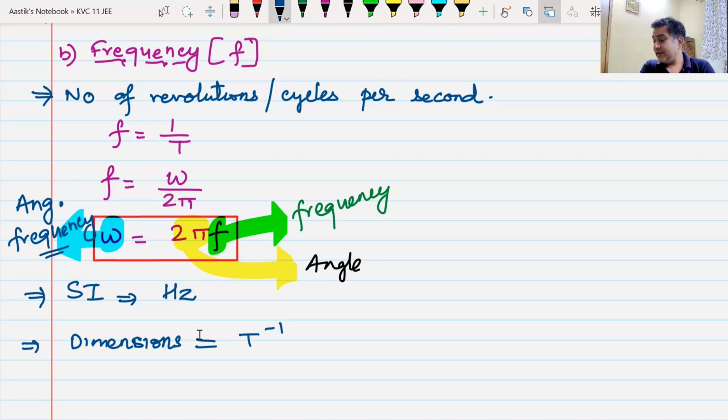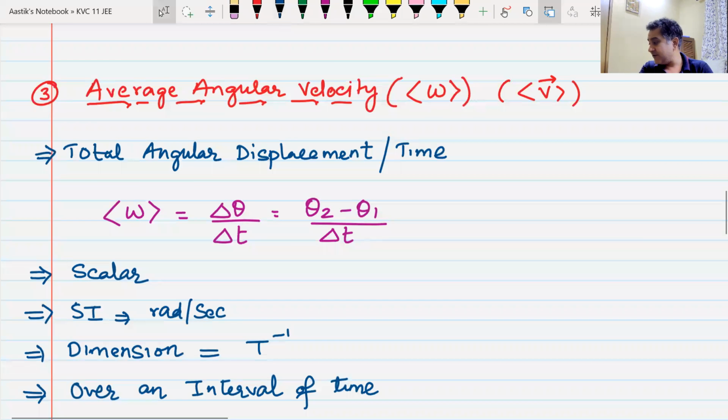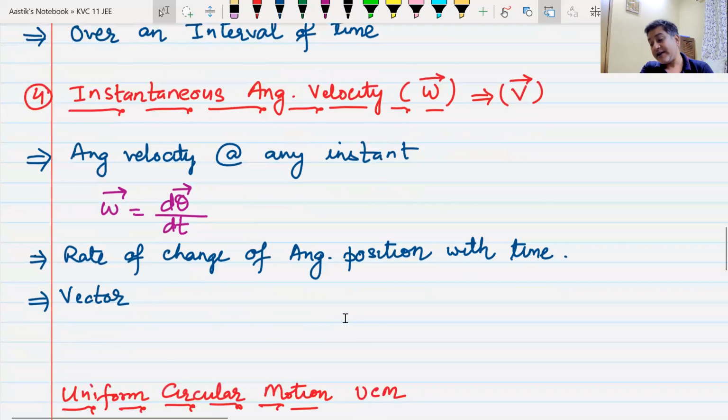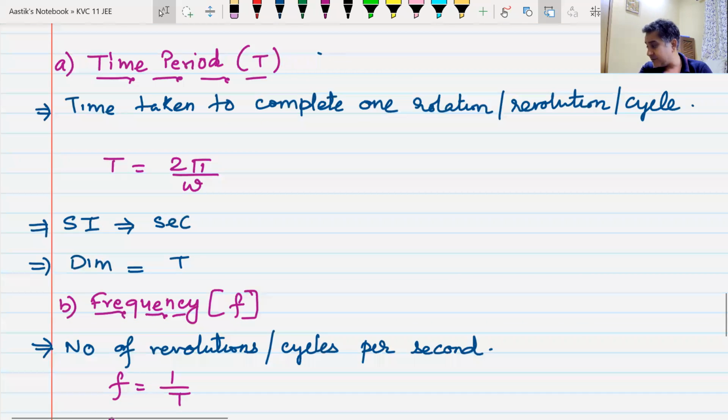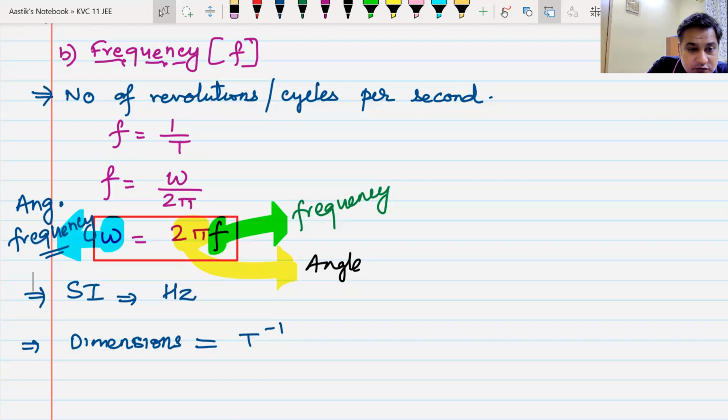So what we have seen is angular velocity, average angular velocity and instantaneous angular velocity. If your angular velocity remains constant, that motion is known as uniform circular motion. Whenever we talk about uniform circular motion, we talk about time period, frequency and angular frequency, because all of these things are constant. Do we understand this? Yes or no?